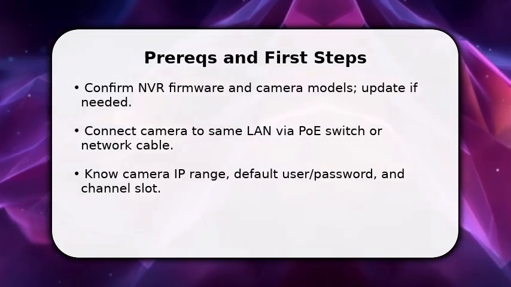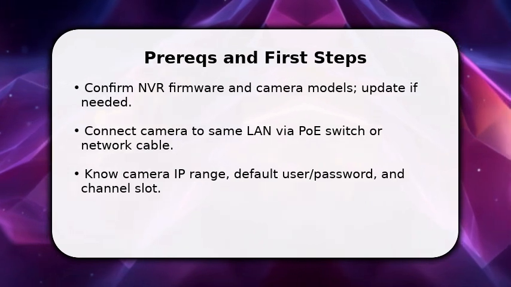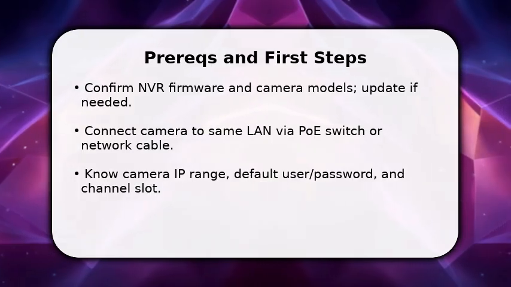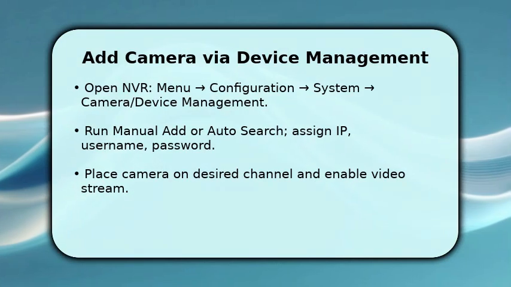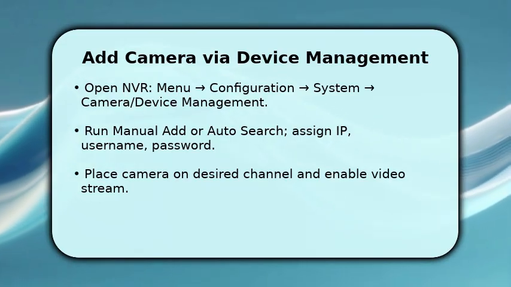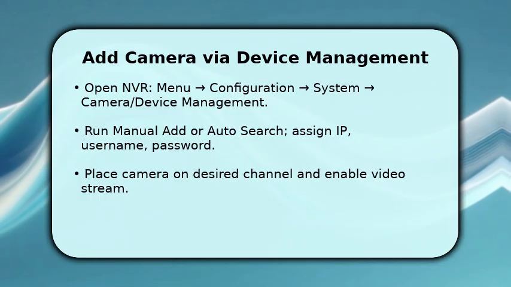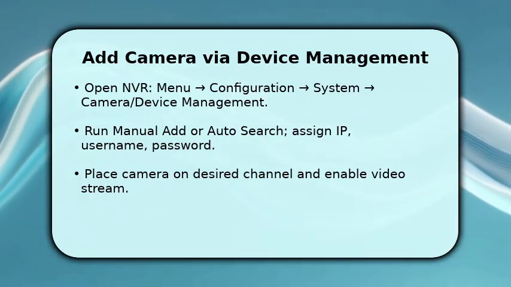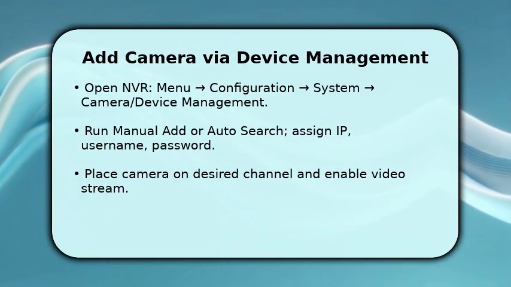Now open the NVR interface to start adding devices to a channel slot. You navigate to Menu, then Configuration, and choose Camera or Device Management to start. Use Auto Search to find cameras on the LAN. If not found, use Manual Add and enter the camera IP, protocol, typically Hikvision or Onvif, username and password.